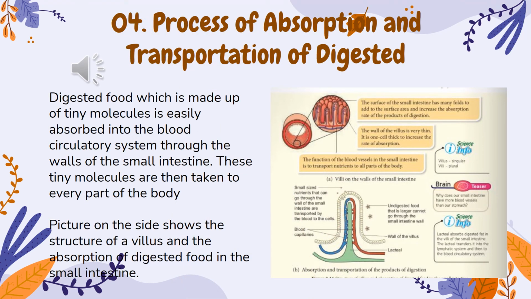Digested food, which is made up of tiny molecules, is easily absorbed into the blood circulatory system through the walls of the small intestine. These tiny molecules are then taken to every part of the body. Picture on the side shows the structure of a villus and the absorption of digested food in the small intestine.